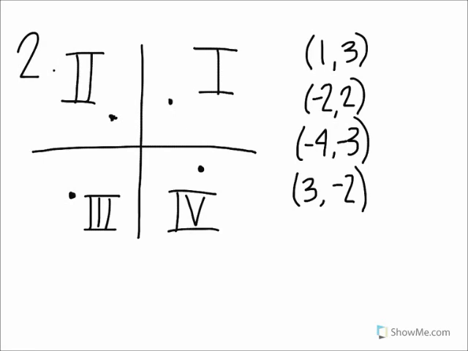So in the end, these 4 points go in order. So 1, 3 would be in quadrant 1. Negative 2, 2 would be in quadrant 2. Negative 4, negative 3 would be in quadrant 3. And 3, negative 2 would be in quadrant 4. Now, as you can see, the 4 quadrants go in counterclockwise rotations, and you probably want to memorize these in order to be able to plot points, especially for today's lesson.